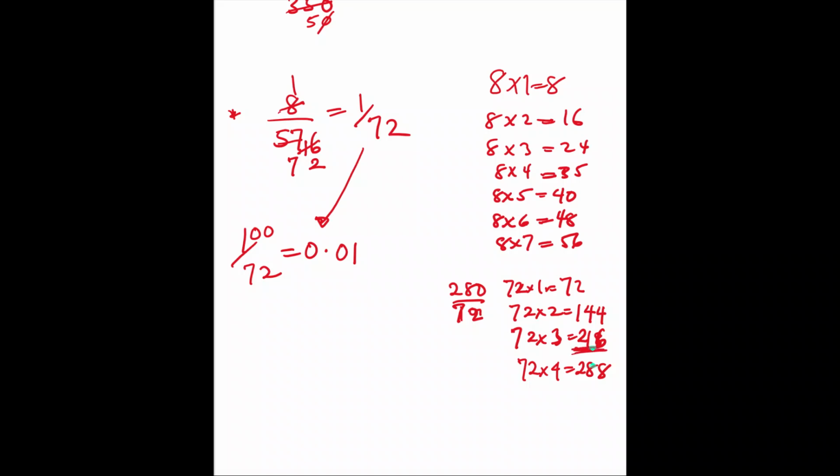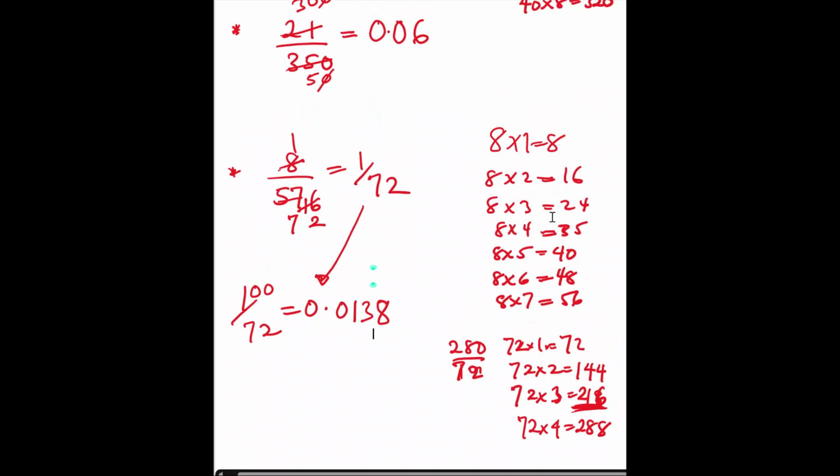If we look at it, we can see that 288 is the closest to 280, but 288 is bigger than 280. So we are going to use 216, because the number we use is the one that is closest to 280 but smaller than it. So 280 divided by 72 will be 3, and then we are going to have a remainder of about 64. If we do it again, it will be 0.138. So if you finish dividing, it is 0.138.